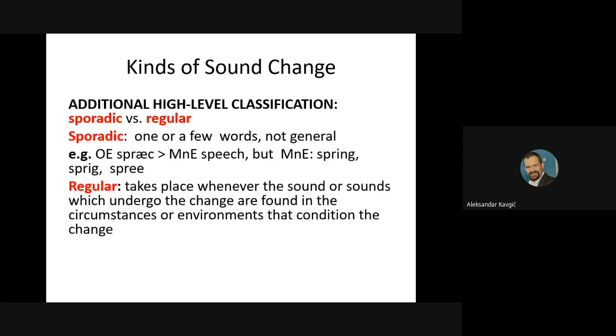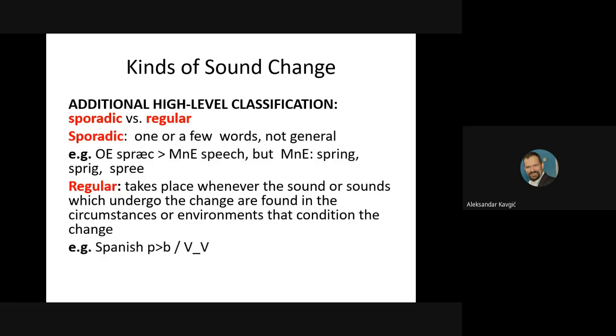What we are really interested in are regular changes. That's the second group of sound changes. Those take place whenever the sound or sounds which undergo the change are found in the circumstances or environments that condition the change. That's actually what we really mean by sound changes. So if you get this question in the written exam, what is the high-level classification of all sound changes, it is actually a single sentence answer. You write that all sound changes are classified into sporadic and regular, where sporadic are the ones that happen in a few words or a set of words, and regular ones are those which happen always in all words where the phonological conditions for the change are met.